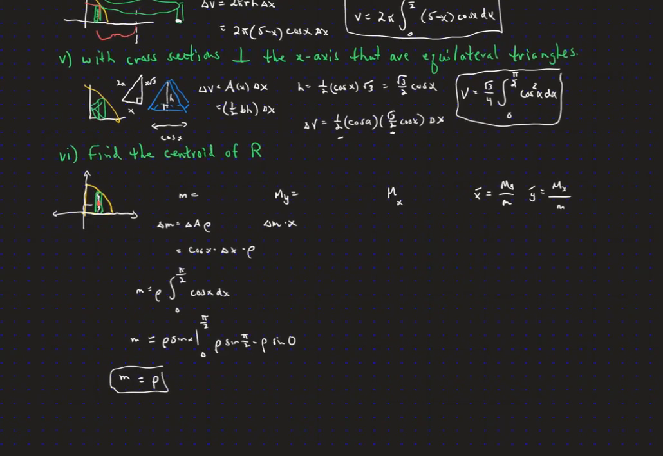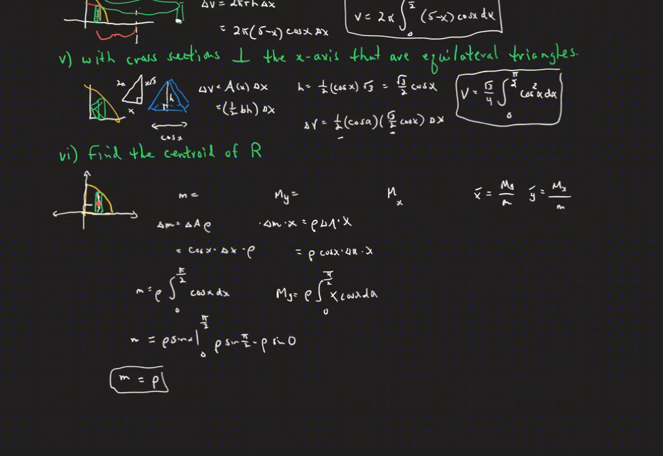And I forgot we need the rho in there. So our delta mass is going to be rho times delta area, and then times x. That's again rho times the cosine of x times delta x, there's our delta area, and then times x is the distance of that mass from the y-axis. So the moment about the y is going to be rho times the integral from 0 to pi over 2 of x cosine x dx.